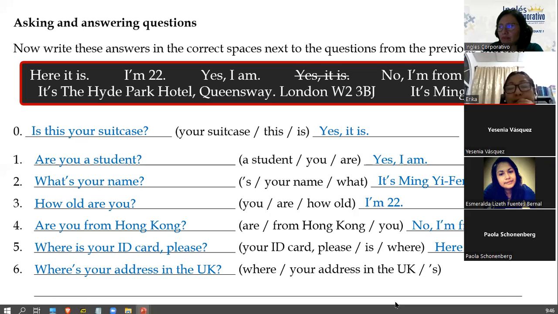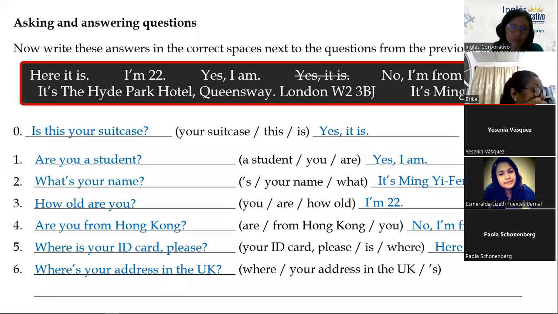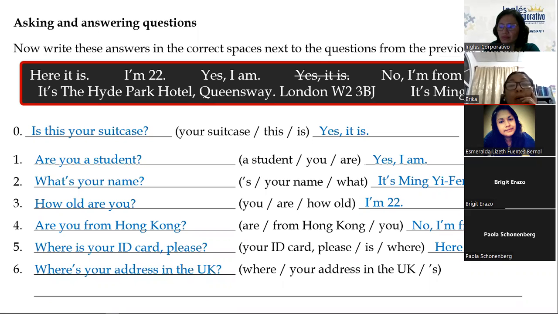¿Quién tiene la pregunta? ¿Quién está preguntando en el chat por present continuous? Teacher, la que está preguntando no ha entrado a clase. Y no está, teacher. It's Vilma. Ahorita la estoy contestando.